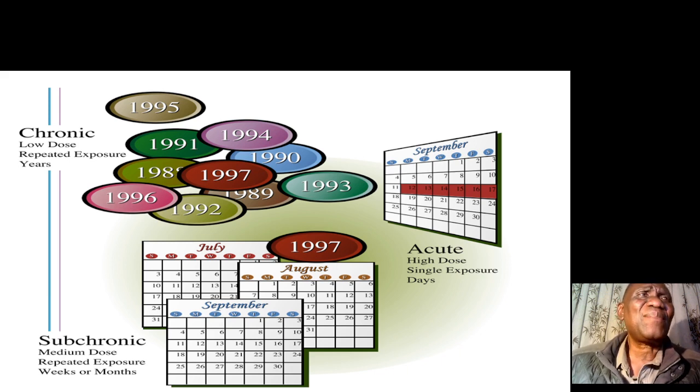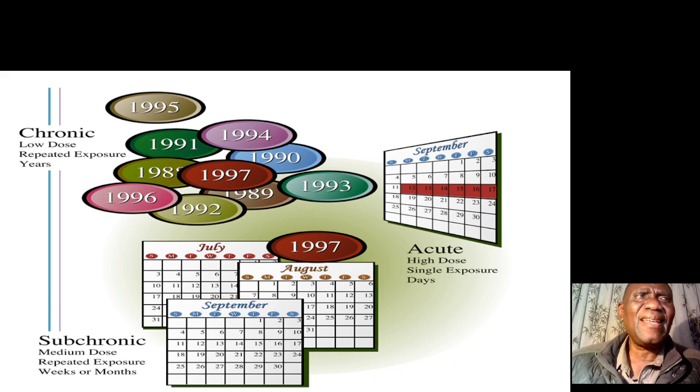So that is subchronic. Then the other exposure, which is low dosage but repeated exposure over the years, can affect workers who deal with pesticides. They are always exposed to these pesticides over a long period. We get chronic toxicity.